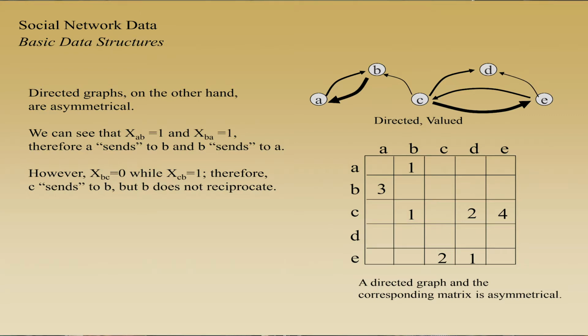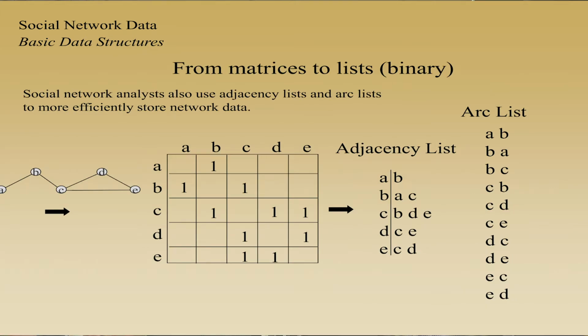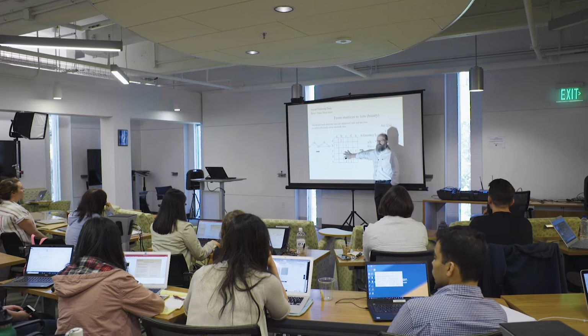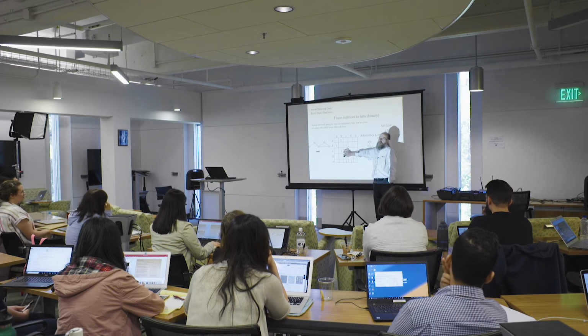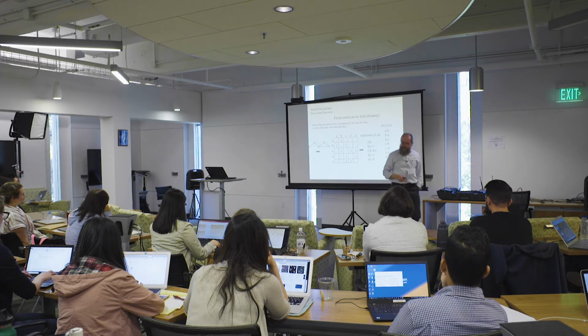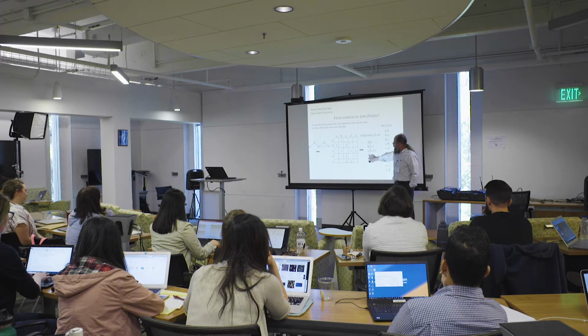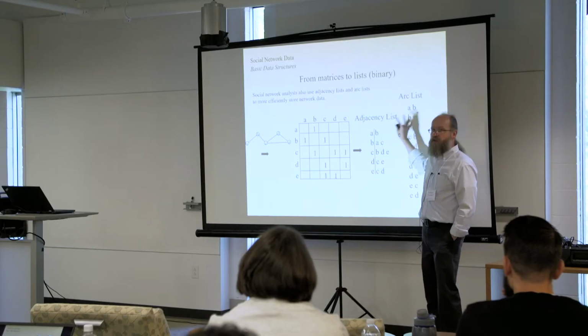But the beauty of these kinds of matrices is that once you have them, you can add all the information you want to in that matrix. Now the problem with the matrix is that it's really cumbersome. Like you can't have a million node matrix. You don't have a computer to store it. So instead, what we do is we create different types of data structures, like an adjacency list or an arc list.